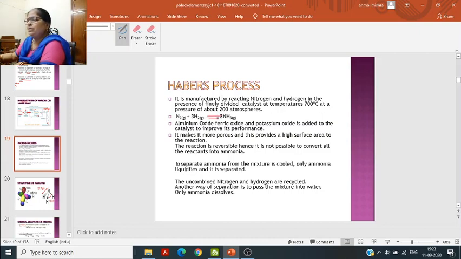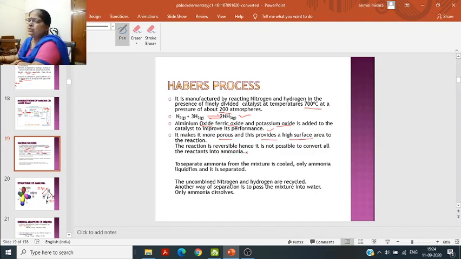So nitrogen combines with hydrogen to form ammonia, temperature 700 degrees centigrade and pressure 200 atmosphere. Nowadays catalysts like aluminum oxide, ferric oxide and potassium oxide can also be used to improve the performance. And third, these are the properties of the catalyst: the catalyst should be finely divided, broken up to increase the surface area, so the reaction will go faster.